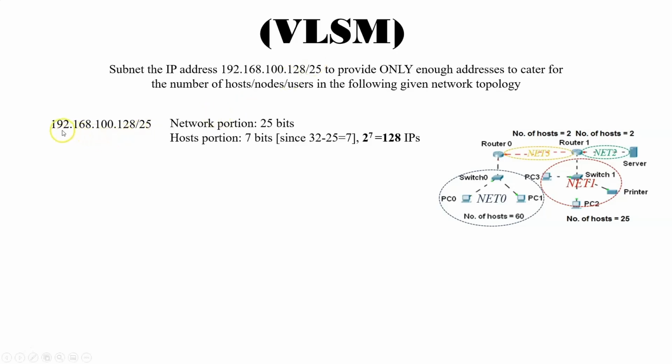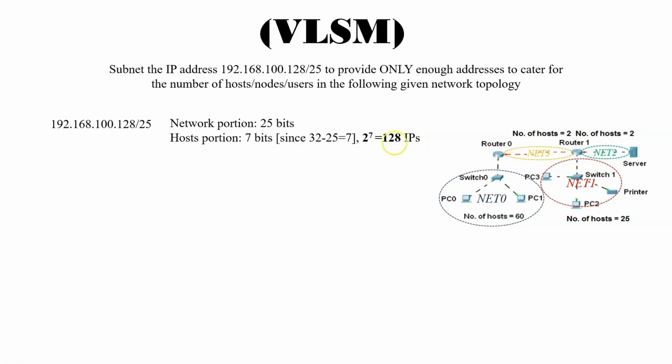So in this given original primary IP address, 192.168.128/25, we know that the network portion is 25 bits. What does that mean? Out of 32, I have 25 bits for the network. So the remaining 7 bits are reserved for the host. In this given network, how many computers can be connected? It can be 2 to the power 7, so 128 IP addresses are available.